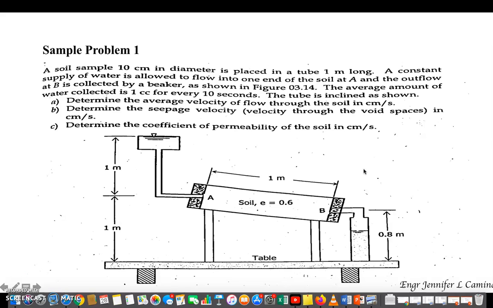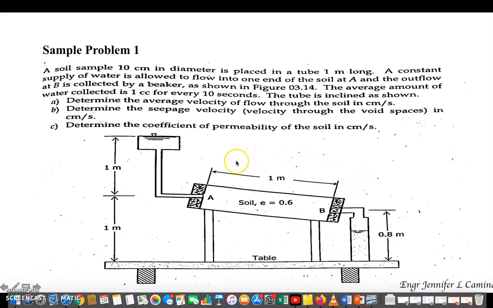The tube is inclined as shown, so we have to determine the average velocity of flow through the soil in centimeter per second. Determine the seepage velocity, or the velocity through the void spaces, in centimeter per second. Letter C, determine the coefficient of permeability of the soil in centimeter per second.